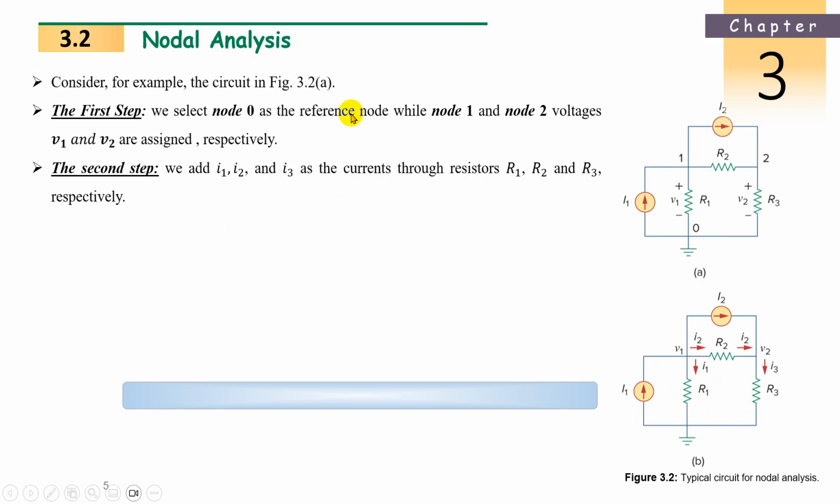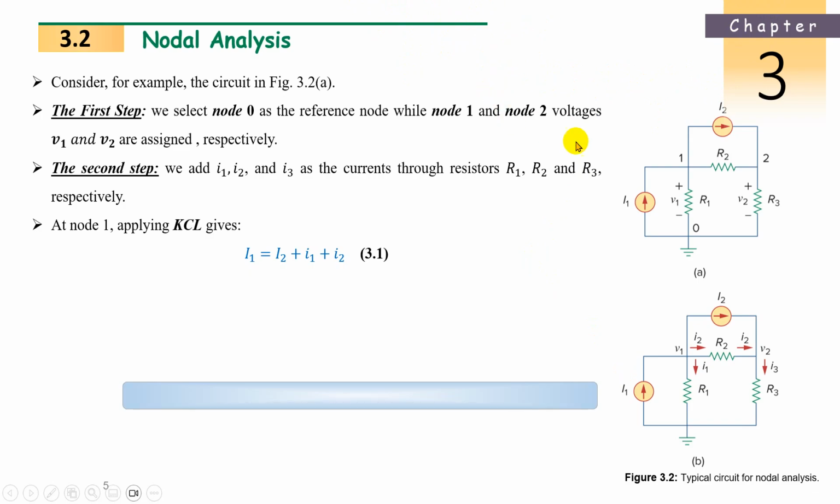Kirchhoff's current law. We have to apply at each node. So, what is the first node? This one. What are the currents in the first node? How many branches? 1, 2, 3, 4 branches are there, so 4 currents. Summation of entering equals summation of leaving.